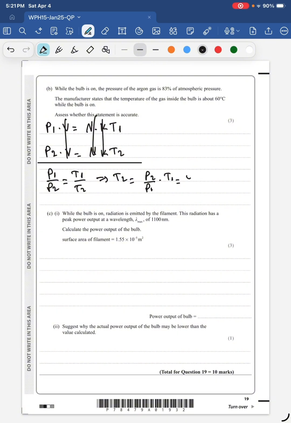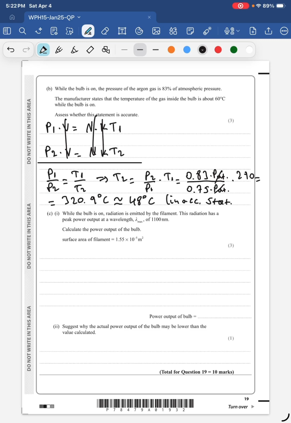So we have 0.83 times the atmospheric pressure. And then initially it was 0.75 times the atmospheric pressure. And the initial temperature was 290. So this yields 320.9 Kelvin, which is about 48 degrees Celsius. So the statement is inaccurate. So inaccurate statement. All right.